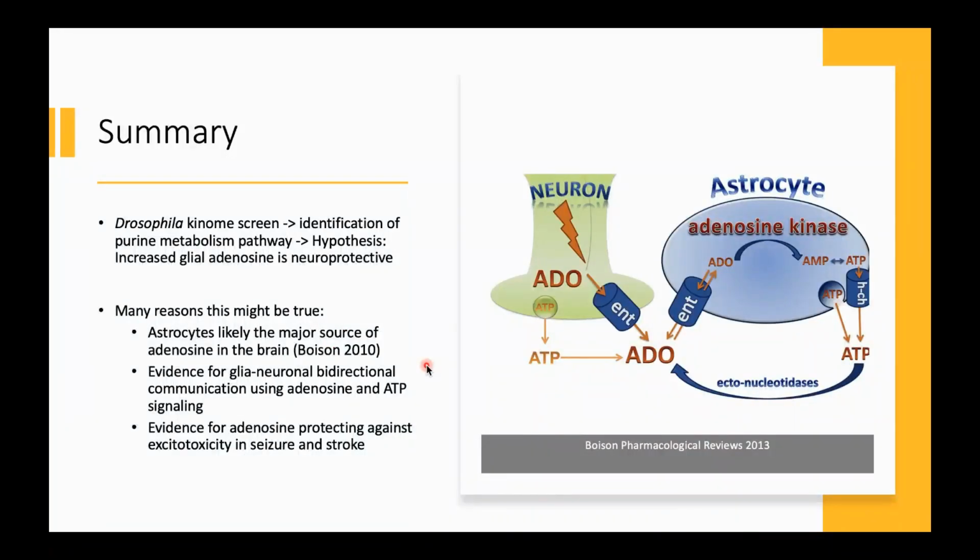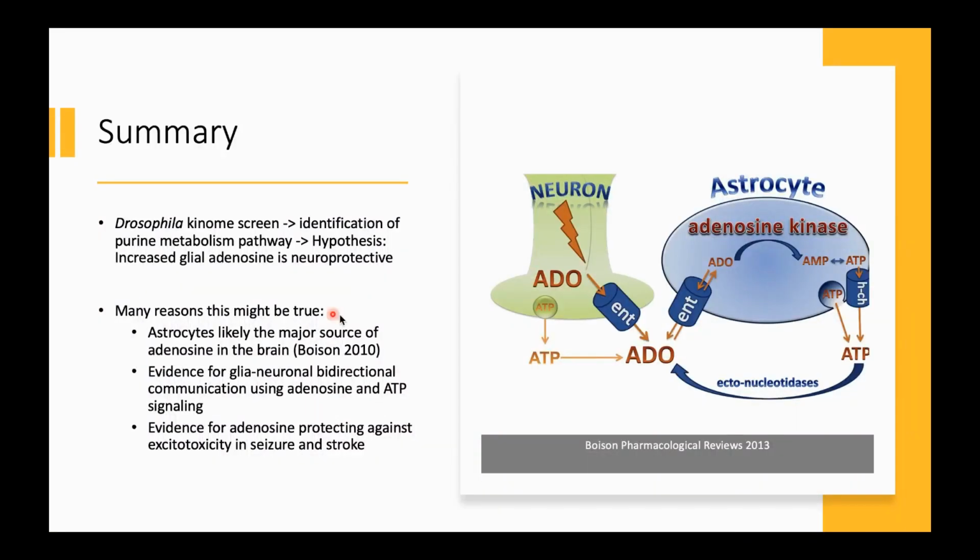Just to summarize this last part of the talk, I've shown you a third use of this Drosophila model, which is doing a forward genetic screen, knocking down the kinome. This has led to identification of purine metabolism as an important pathway in pathogenesis, and has allowed me to generate the hypothesis that increased glial adenosine is neuroprotective. So I hope this shows you how we can get from unbiased screens towards real hypothesis-driven research.